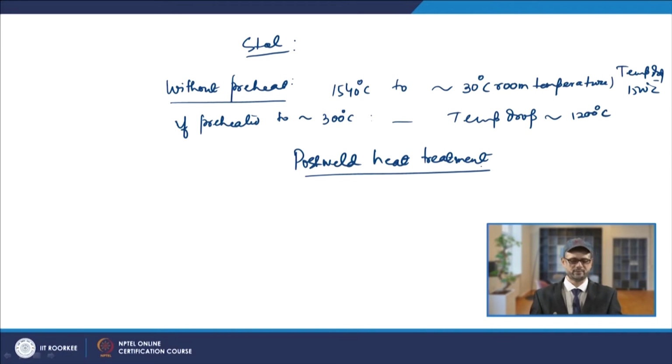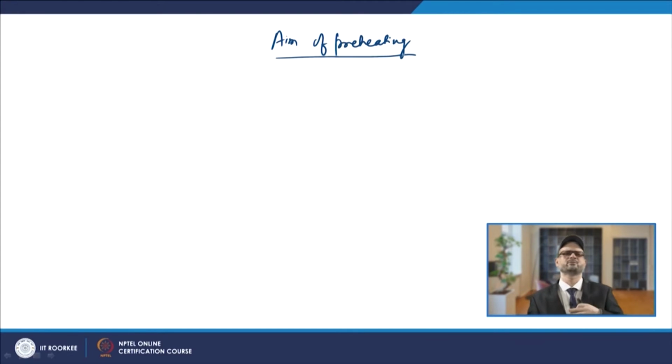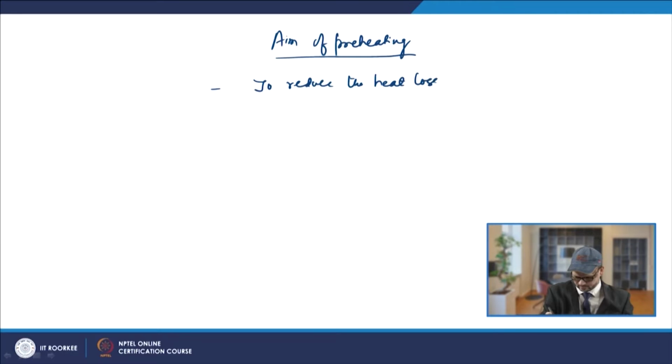Now, if we talk about the aim of preheating, let us summarize the points which we discussed and look at other points also. Apart from what we discussed, the aim of preheating may be because when you have the weld metal zone, you will be having heat losses from the weld area. So, one of the purposes is to reduce the heat losses from the weld area.